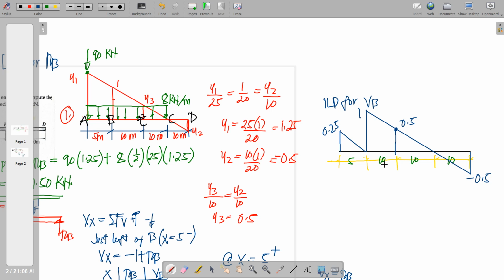So therefore, this will now be our basis in determining the maximum positive shear at a section just to the right of support B. Just to the right of support B, we will just have to consider this portion of the ILD, as well as putting the concentrated load on the maximum ordinate. So we place here the 90, and we place the distributed load on the positive areas.